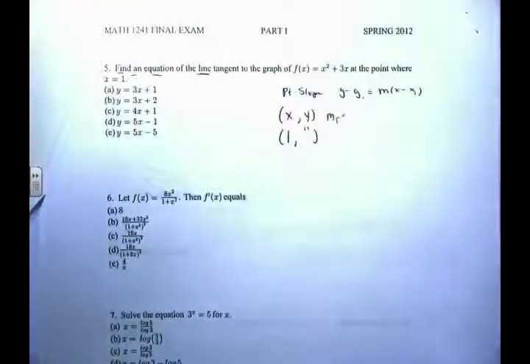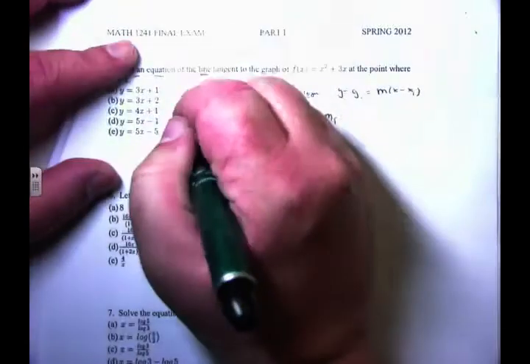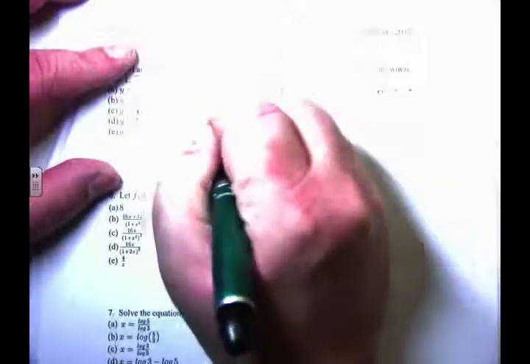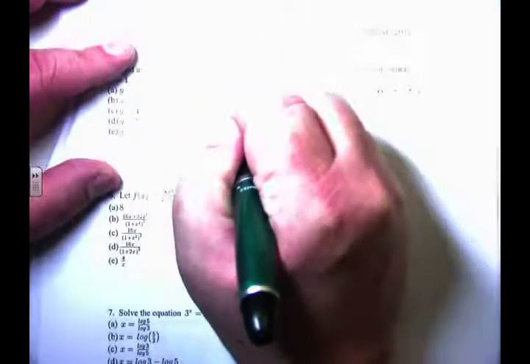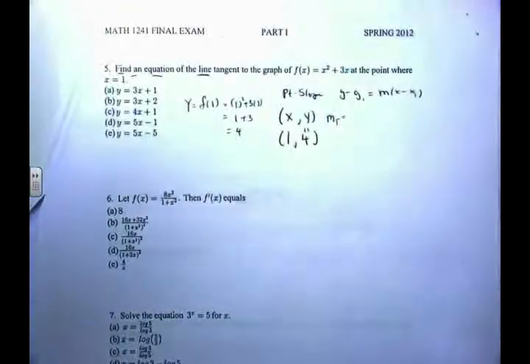How do I figure out what the y-coordinate of a point is? Plug it back into the original equation. So the y-coordinate would be f of 1, which is equal to 1 squared plus 3 times 1. 1 squared is 1, 3 times 1 is 3. I get a y-coordinate of 4. So now I have a point, (1, 4).